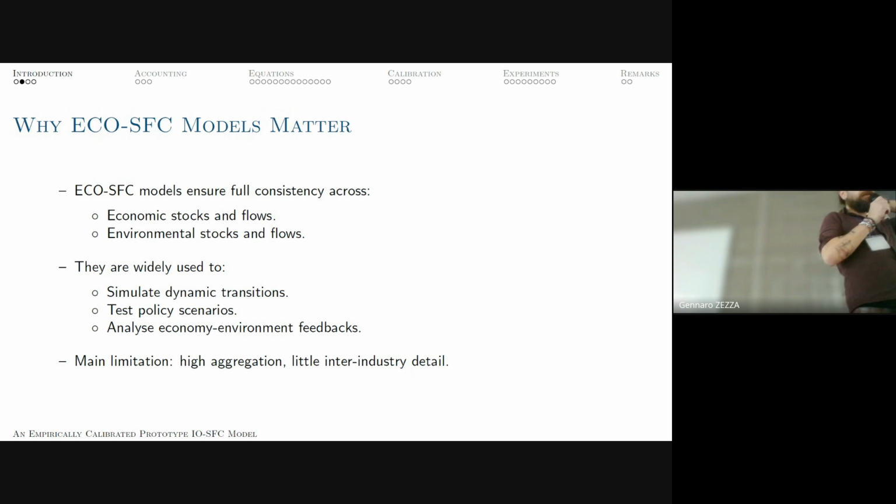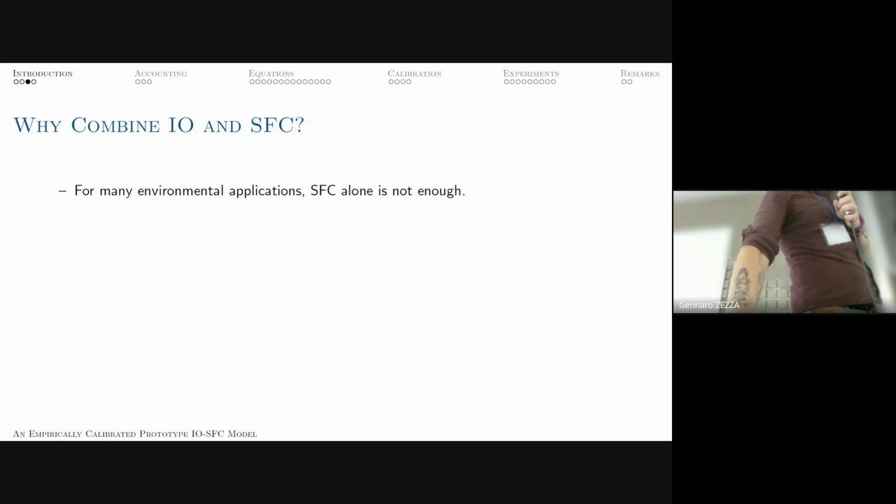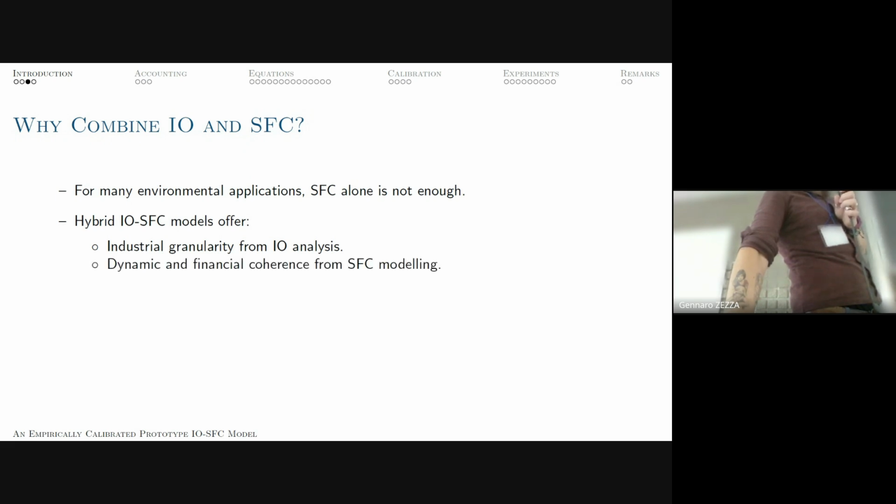And the main limitation is the very high level of aggregation of the models, while we need industry details to study the interaction between the environment and the economy. So for many environmental applications, SFC models alone are not enough, and we need hybrid IO-SFC models, which in principle could deliver industrial granularity, but also dynamic and financial coherence, which is the feature of the SFC models.